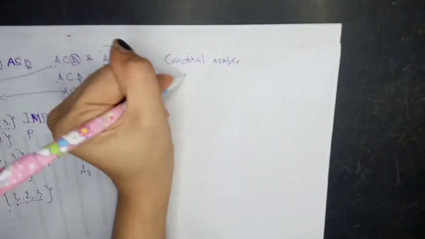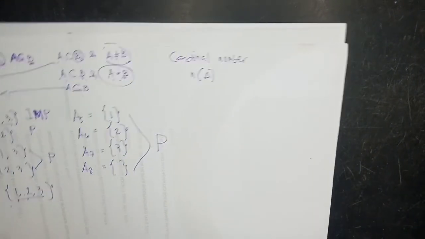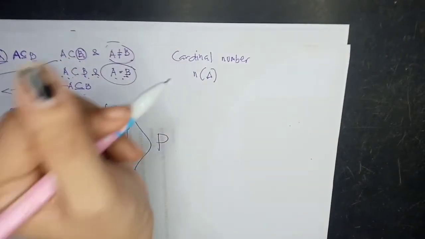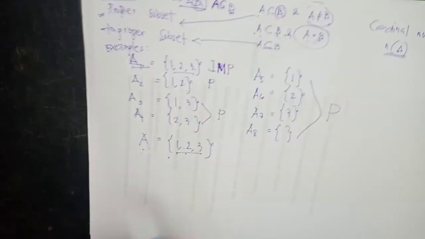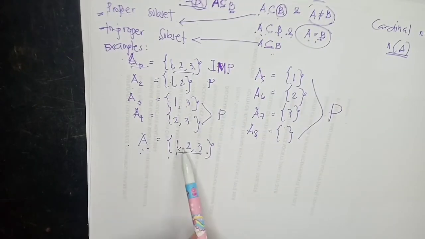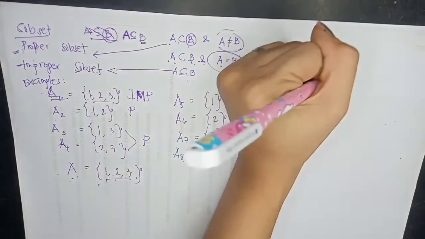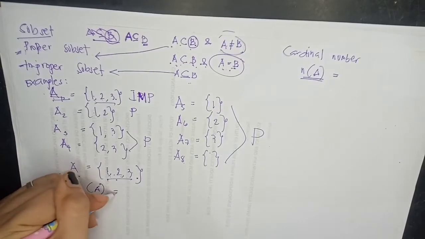Cardinal number is denoted by n of A. It is the number of elements in a set. So, ang cardinal number ay lahat ng mga number of elements na meron sa isang set. For example, ito, A equals 1, 2, 3. Ilan po bang elements na nandyan kay A? Isa po, 1, 2, 3. So, ang n of A po dito is 3.